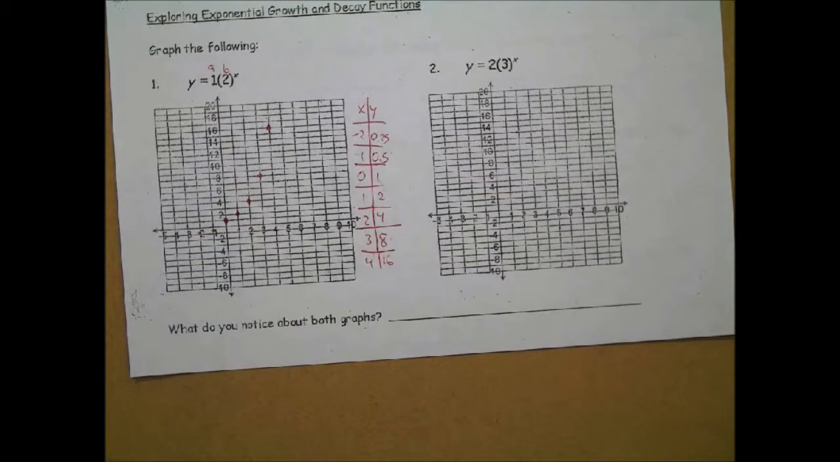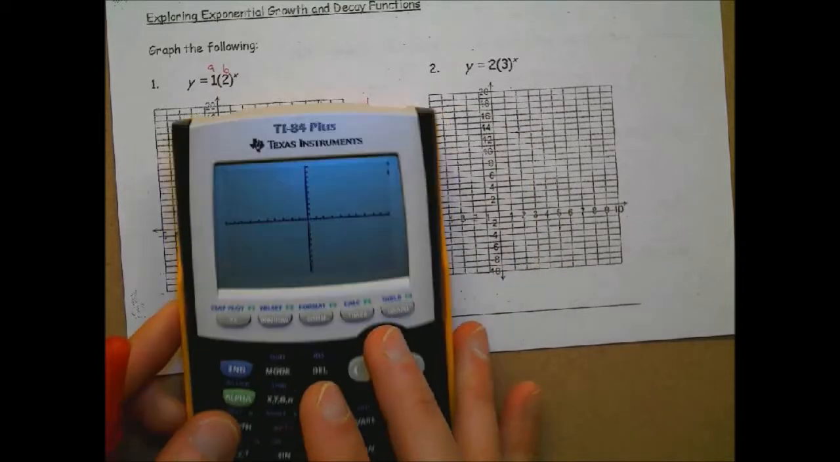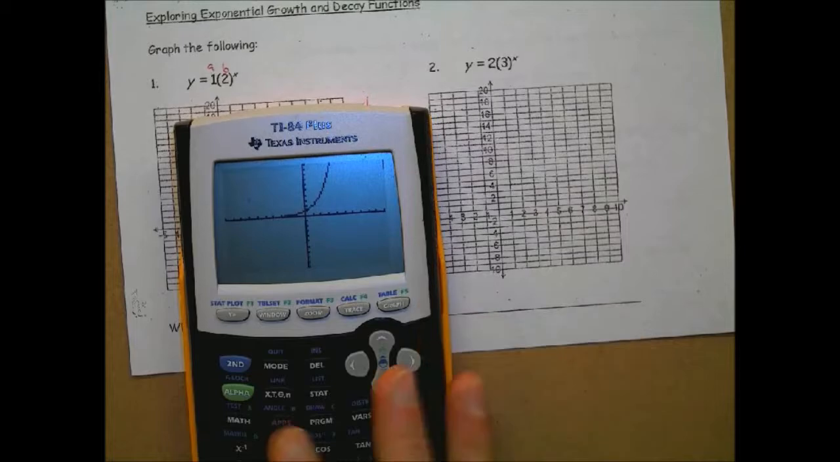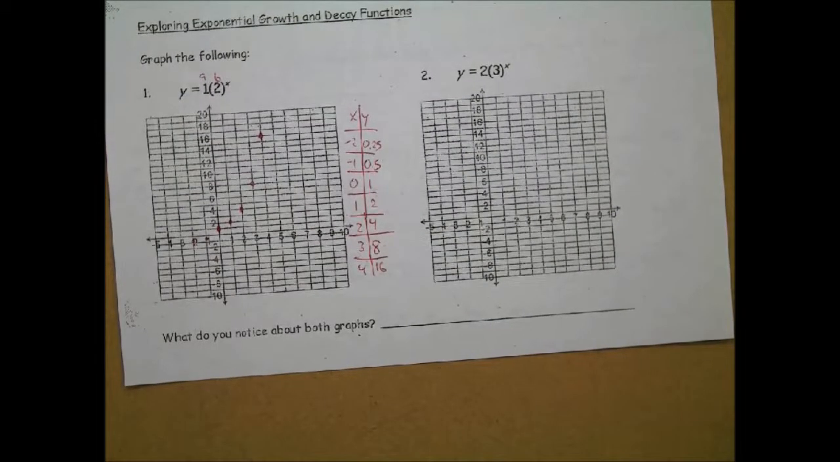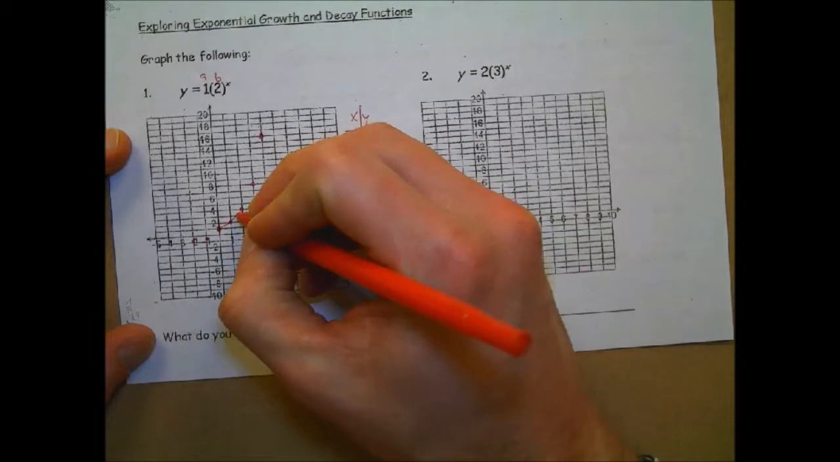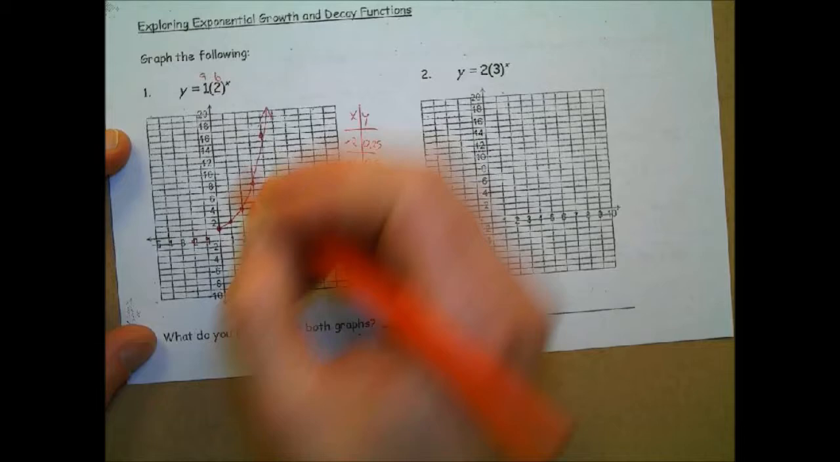If you don't believe me, let's take a look at the graph here. You can see, when I graph it on the calculator, it connects the dots, right? It makes it smooth. So that means this graph is continuous. It is a continuous graph. So we're going to connect the dots here. I'm going to draw an arrow because it looks like it keeps going. I'm going to draw an arrow this way too.